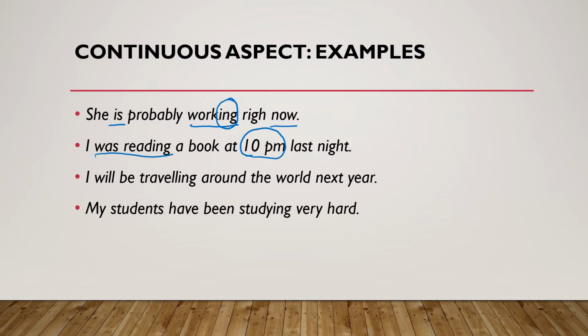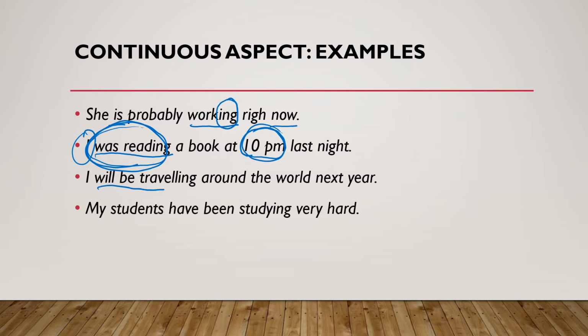last night. The only thing we know about the sentence is that I, or the person, was having an action in progress, was reading at 10 o'clock or 10 p.m. last night. We don't know what happened at 10:15. We don't know what happened at 9:55 for that matter.